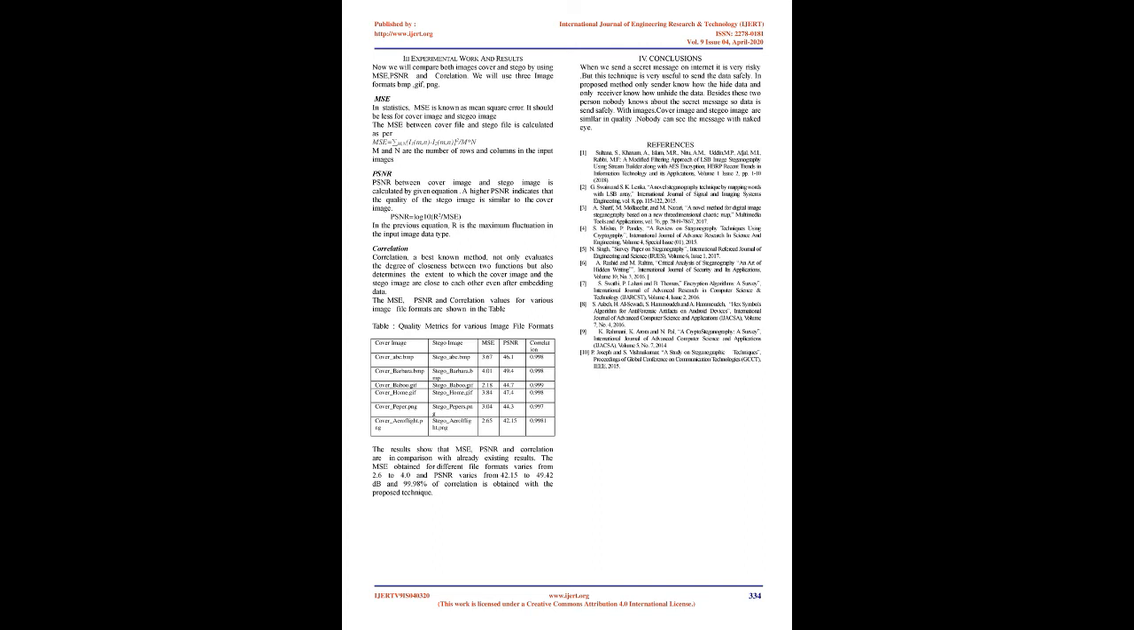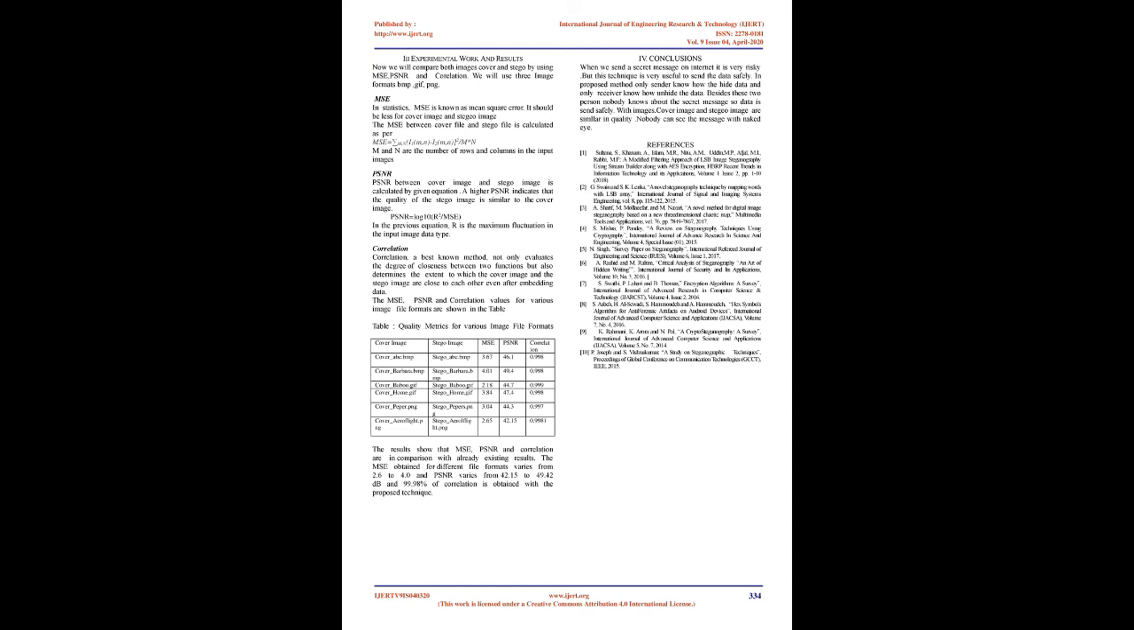Correlation. Correlation, a well-known method, not only evaluates the degree of closeness between two functions but also determines the extent to which the cover image and the stego image are close to each other even after embedding data. The MSE, PSNR, and correlation values for various image file formats are shown in the table. The results show that MSE, PSNR, and correlation are comparable with already existing results. The MSE obtained for different file formats varies from 2.6 to 4.0 and PSNR varies from 42.15 to 49.42 dB, and 99.98% correlation is obtained with the proposed technique.